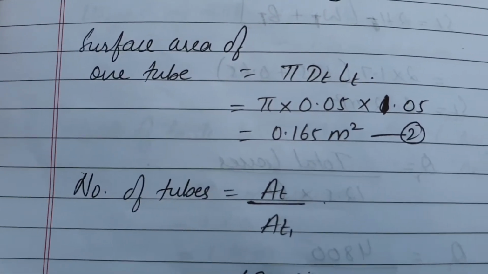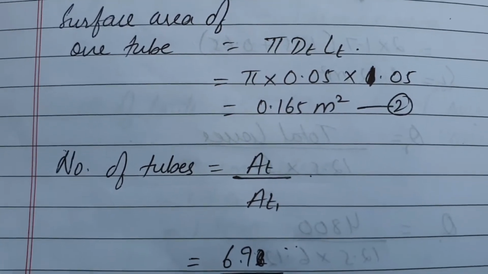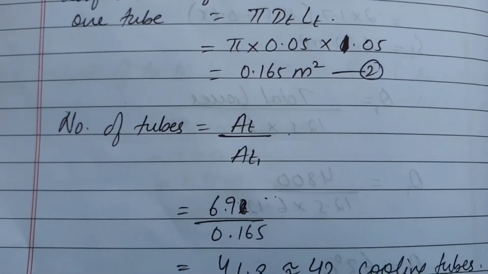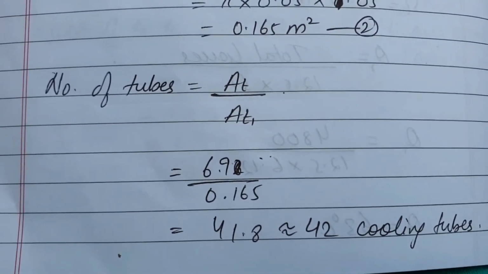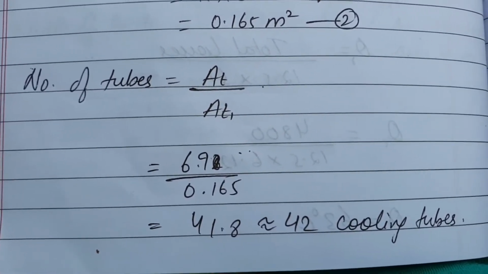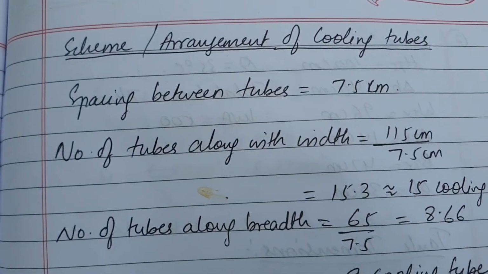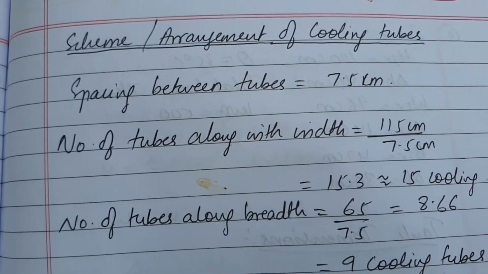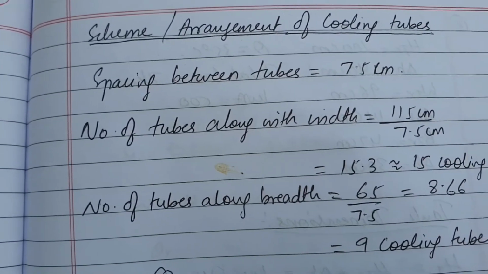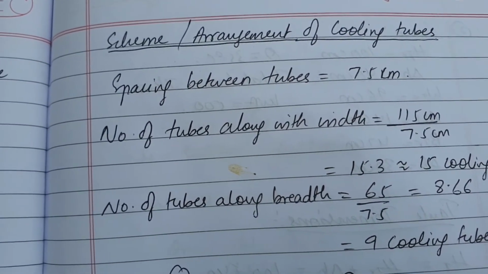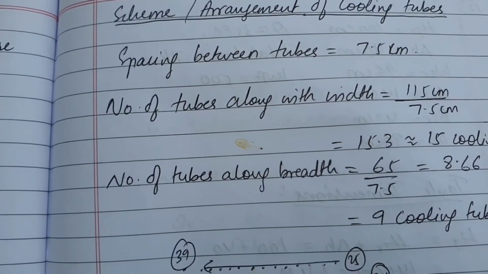We know that the total number of cooling tubes can be calculated as N is equal to S0 by S1. Substitute the values and you will get the answer as 41.8. So always write a round figure, that is 42 cooling tubes. After calculating total number of cooling tubes, next step is the scheme and arrangement of cooling tubes. The spacing between two cooling tubes is given as 7.5 centimeter.